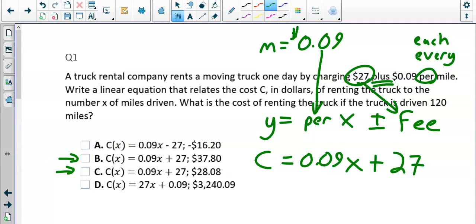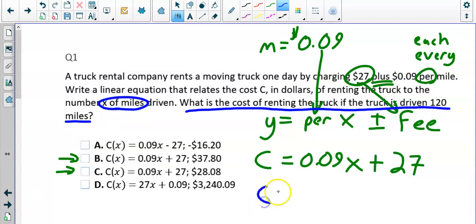Okay? To get the other parts of this answer, this is where that last question up here is going to come into play. What is the cost of renting the truck if the truck is driven 120 miles? What are we going to do with this 120? You are going to plug it into the equation. Is that C or is that x? That's your x, because right up here it says x is all about miles.